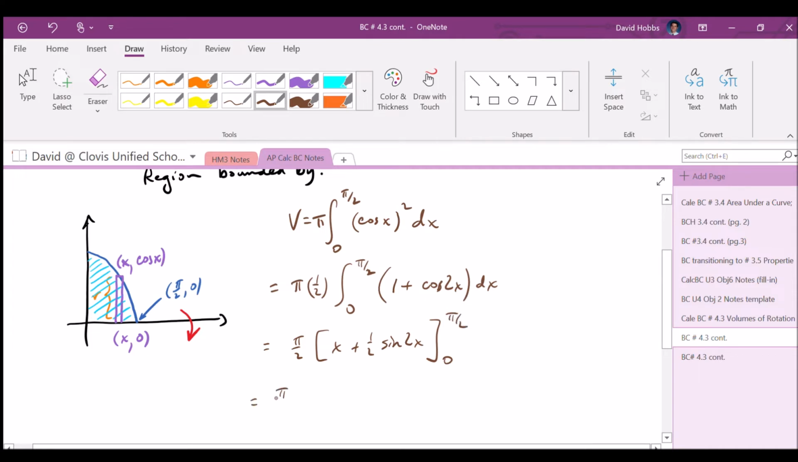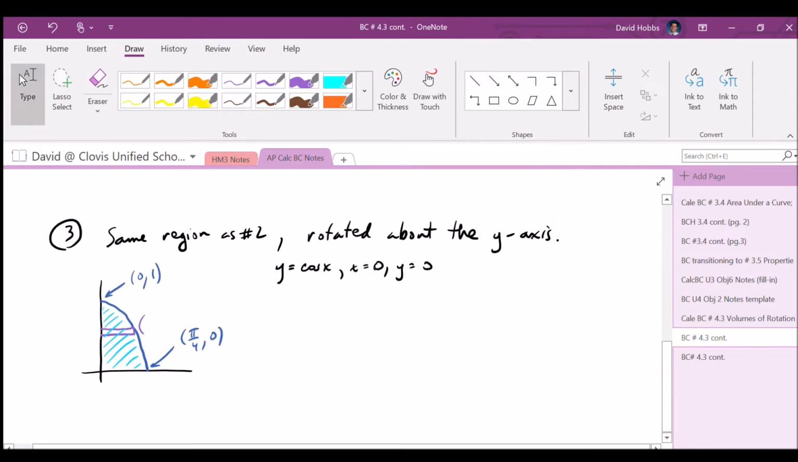So we have pi over 2 times, if I plug in pi over 2, I get pi over 2 plus, now 2 times pi over 2 is pi. Sine of pi is 0, so that's 0. Minus, if I plug in a 0, I get 0. And 2 times 0 is 0, and sine of 0 is 0. So we have pi over 2 times pi over 2, in other words, pi squared over 4.